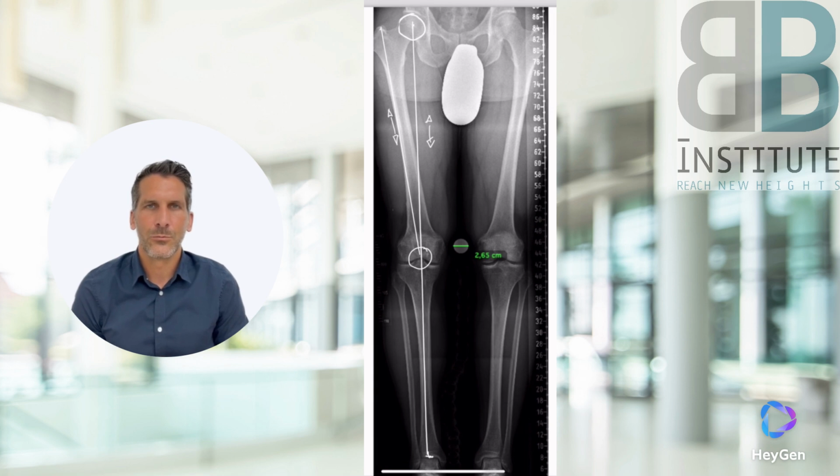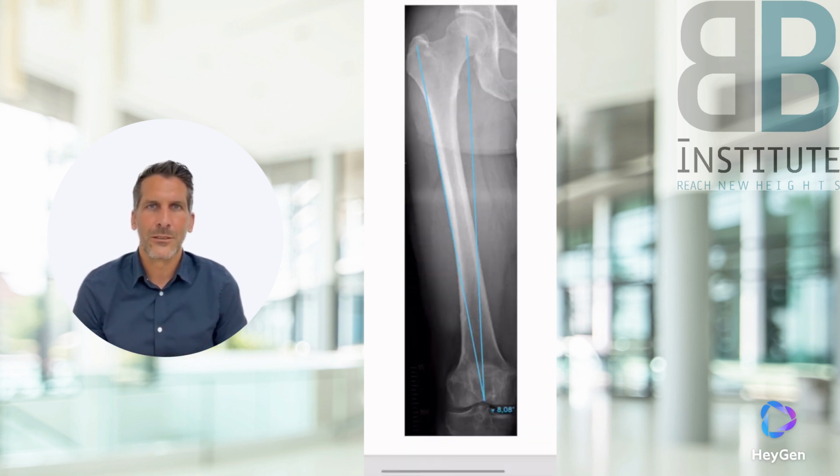The length of the femoral neck is on average between 4 and 6 centimeters. The angle between the femur and the leg axis is normally 5 to 8 degrees. In this case, the angle is 8.08 degrees. Here, too, the offset is determined by the length of the femoral neck.